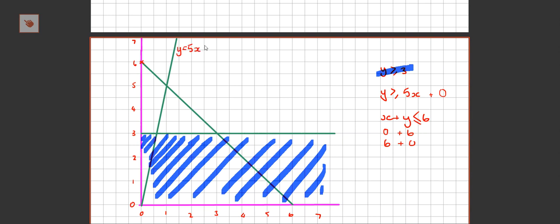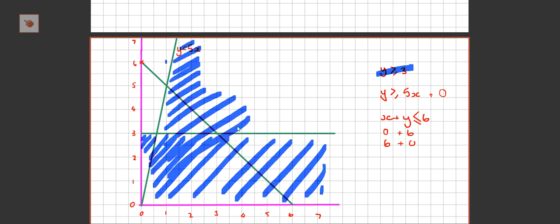We know it's a positive gradient, a steep gradient being 5. So we're only allowed where it's greater than. So again, we could do a check if you like. A coordinate here is 1, 6. So x is 1. 5 times 1 is 5. Is 6 greater than 5? Yeah, so that's the one I'm allowed, so I'm actually going to shade below it. Even that little triangle? Even the triangle.